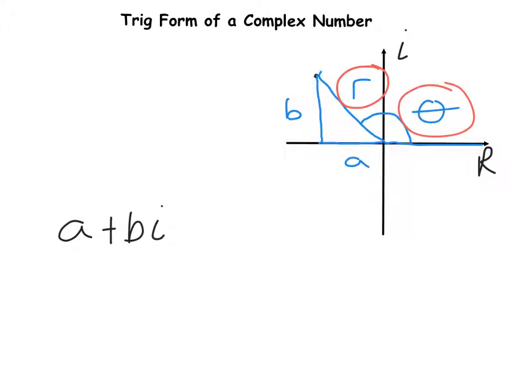So now, try this. Based on that diagram, we've seen this before. This is a right angle right there, so the cosine of theta would be a over r, and it would then follow that a is r cosine theta.